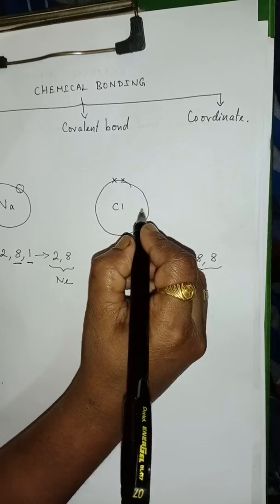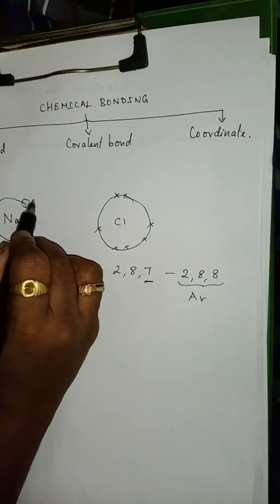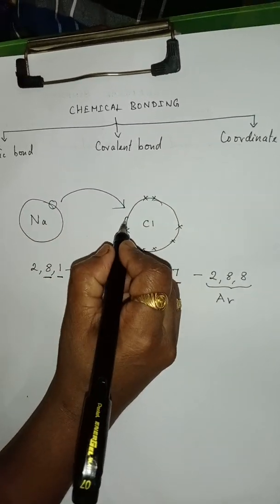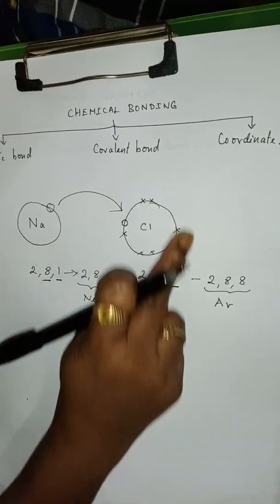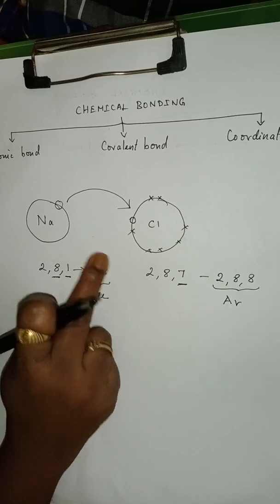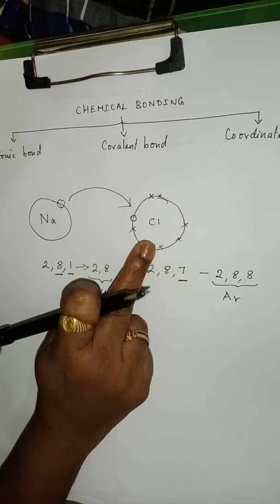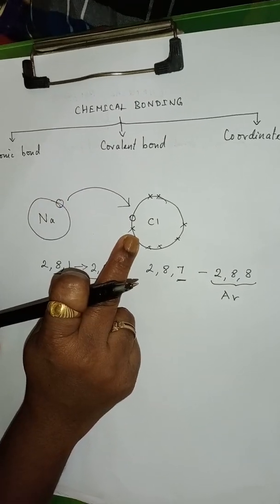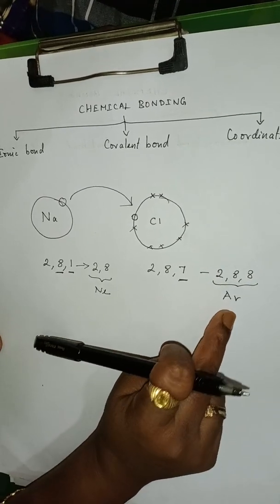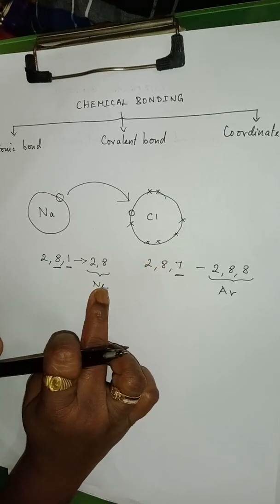As I said, chlorine has 7 electrons in the outermost shell. When sodium donates an electron to chlorine, chlorine attains 8. By losing 1 electron, sodium attains the electronic configuration of the neighboring noble gas element neon, and chlorine, by accepting 1 electron, attains the electronic configuration of the neighboring noble gas element argon. So this is what an ionic bond is about.